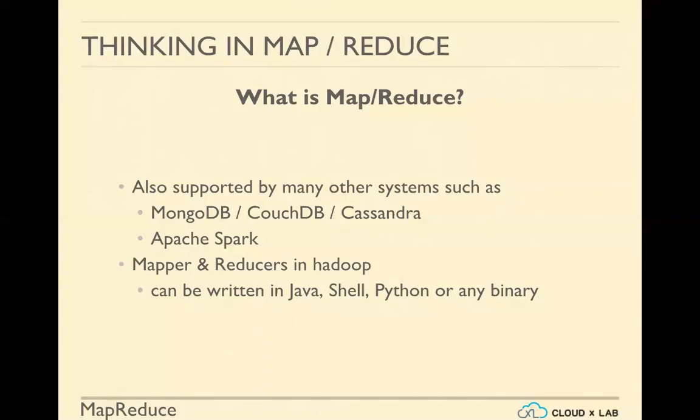So MapReduce is not alone for Hadoop. MapReduce as a framework and a paradigm is a technique adopted by many systems. Like the way SQL was adopted by many, similarly MapReduce also is adopted by many. So MongoDB, CouchDB, Cassandra, Spark, they all use some form of MapReduce. Mapper and reducer in Hadoop, you can write either in Java, Shell, Python, or any program. Any existing program you can use as mapper or reducer. So we write two pieces of code, mapper and reducer, instead of writing a single SQL query. All right.